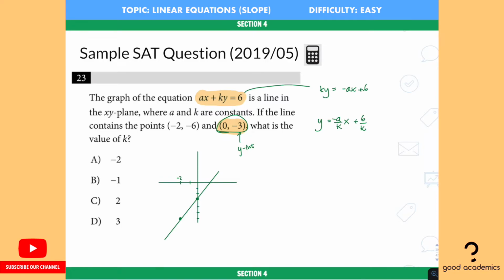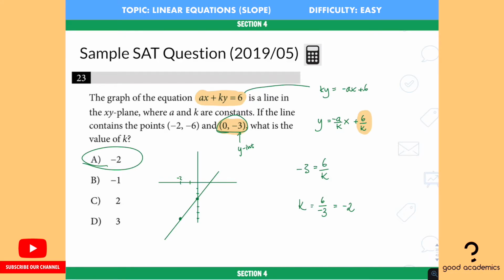Now, why is this a smart idea? Because if you know the y-intercept, it's -3, and if you look at the linear equation, hey, that is the y-intercept. Well, that means -3 is equal to 6 over k. So all you need to do is to get k by itself. And if you do your math very well, then you would know that k is simply equal to 6 over -3, which is equal to -2, and the answer is right here. So that's a smart approach, okay?